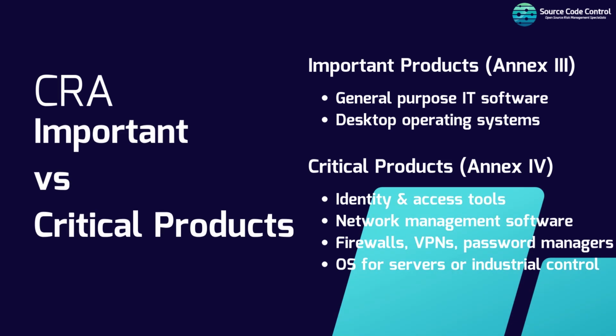Important versus critical products. Some products are classified as important or critical, depending on how much damage a vulnerability could cause. Important products, listed in Annex 3 of the CRA, include things like general-purpose IT software and desktop operating systems. Critical products, listed in Annex 4 of the CRA, include password managers, identity and access tools, firewalls and VPNs, network management platforms, operating systems for servers or industrial devices. These products must go through third-party conformity assessments, often involving notified bodies.